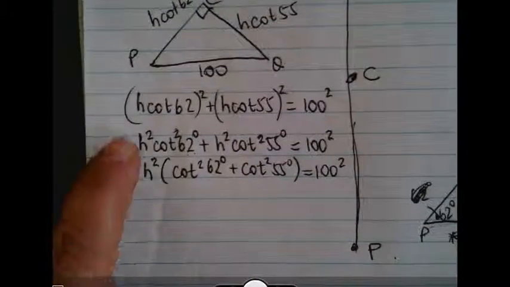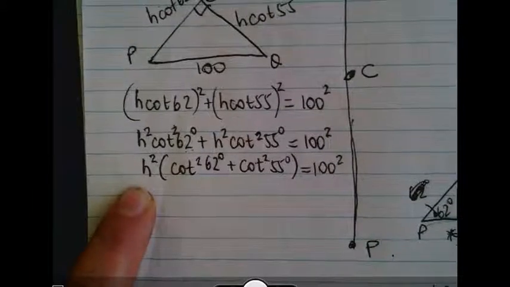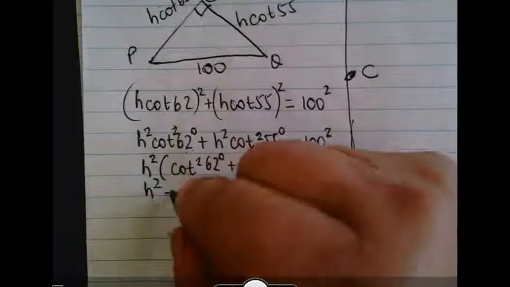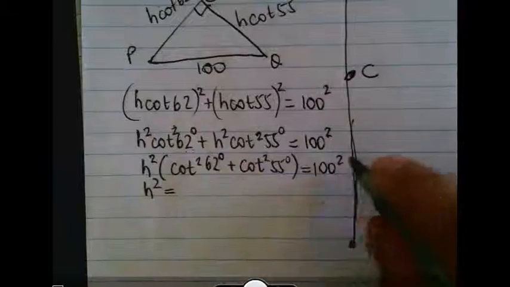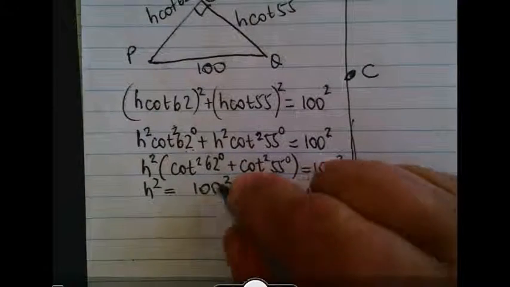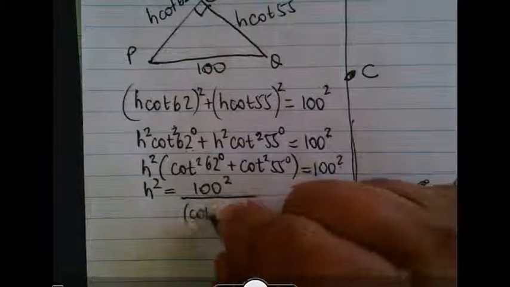Now, are you okay with why I factorized out the H squared? So how do you work out H squared? Isn't it H squared times that is that? So isn't it 100 squared over this?